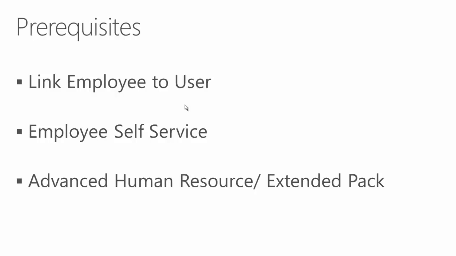Under your cards, payroll, employee, and then additional information, this is where you link your employee and your user. Employee self-service, of course, would be required because it was in the past, and we're using some of those windows as well. You also need advanced human resources or the extended pack. Benefit self-service is part of the extended pack. So if you have not purchased that, in order to use benefit self-service, you need advanced human resources and this extended pack.